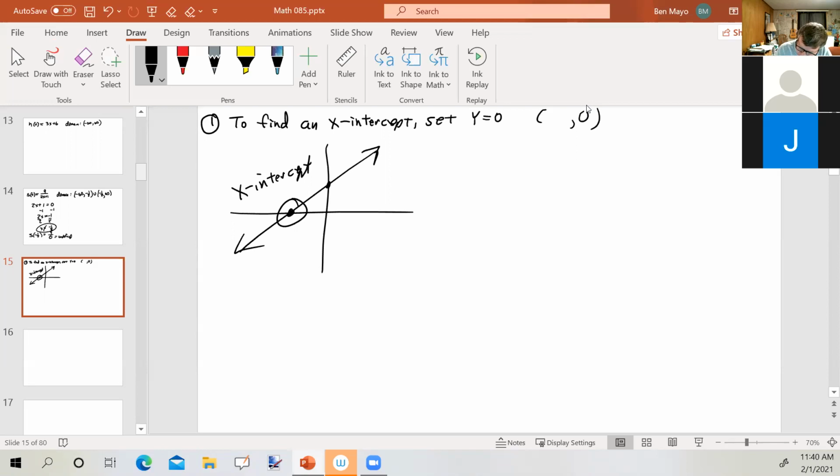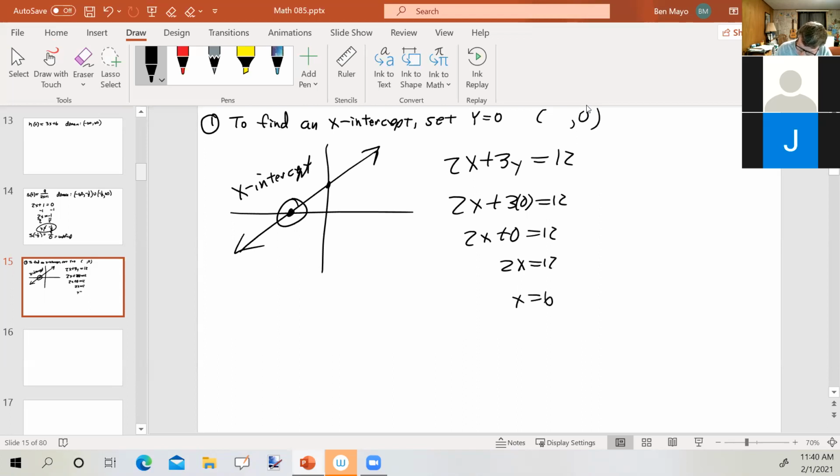So if you had the equation 2x plus 3y equals 12, and you wanted to find the x-intercept, you'd set y equal to 0. So for this equation, the x-intercept would be at 6. So that would be over here, kind of thing. All right. Any questions about that?